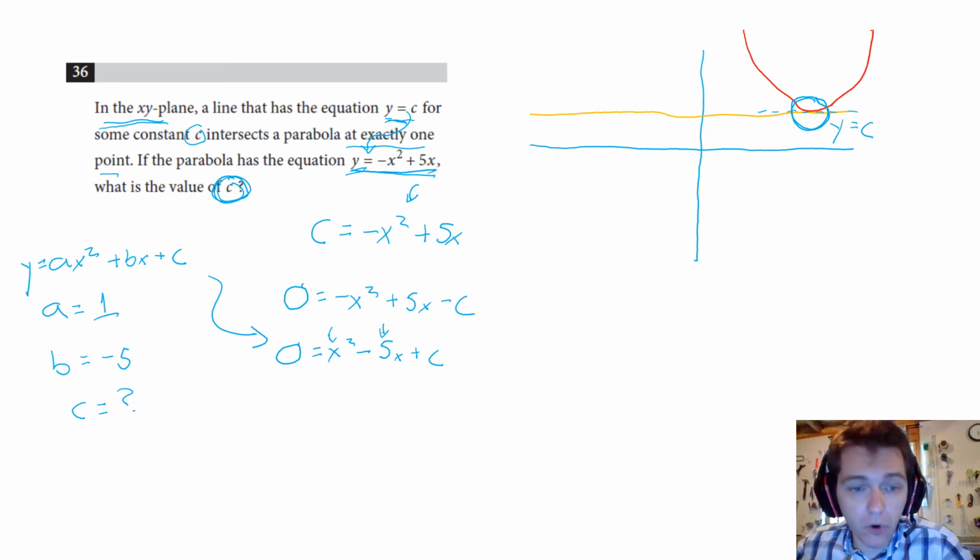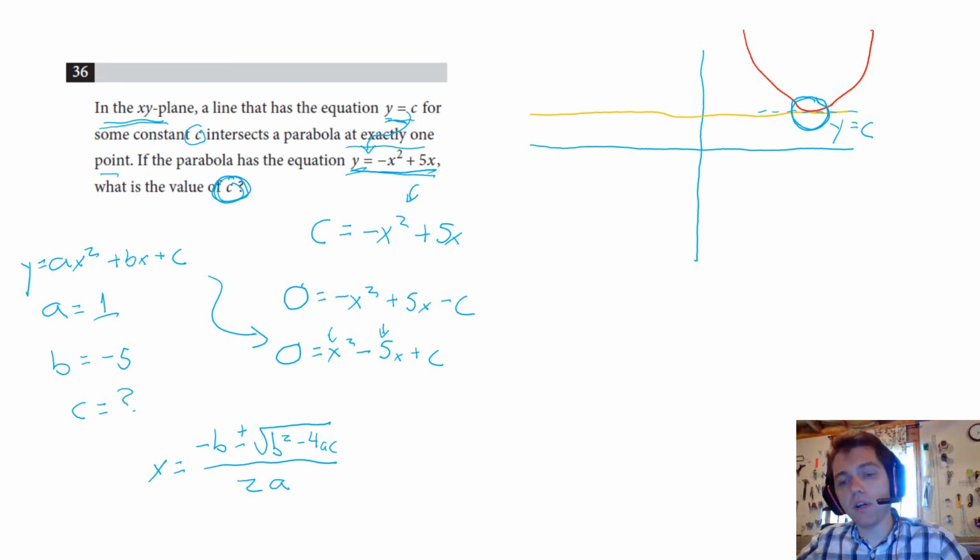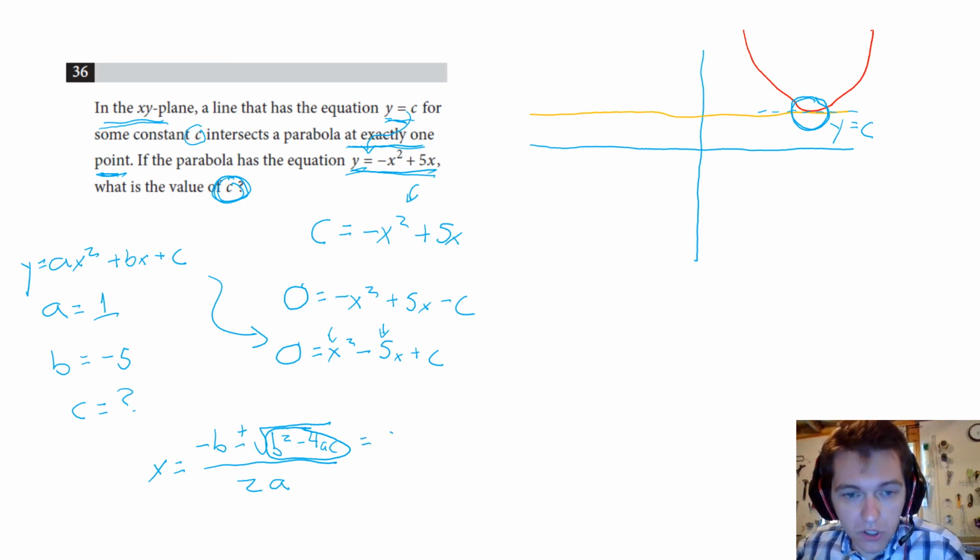Now you can use your quadratic formula. And remember your quadratic formula form. You have x is equal to negative b plus or minus the square root of b squared minus 4ac divided by 2a. And what's important here? The problem tells you the parabola intersects at exactly one point. There's exactly one solution. And what did we learn about the discriminant? It means that if there's only one solution, what is under the square root here has to be equal to 0. That's the only way that this gives you one solution. So this is equal to 0.